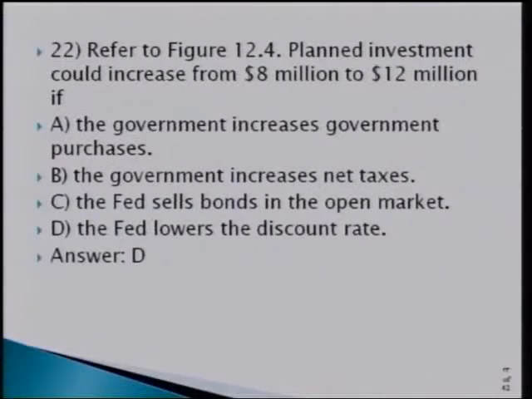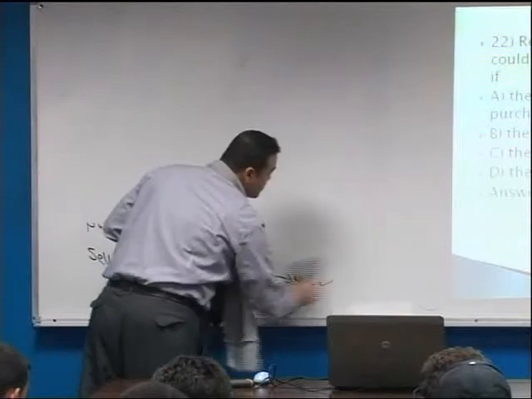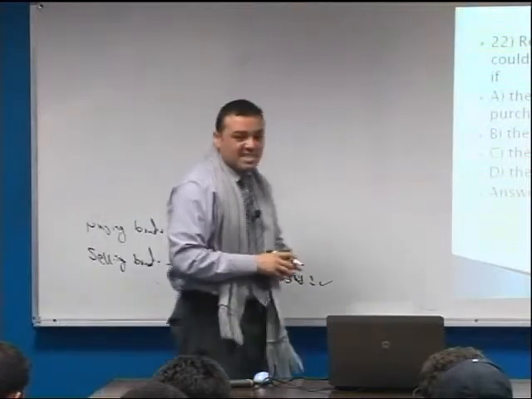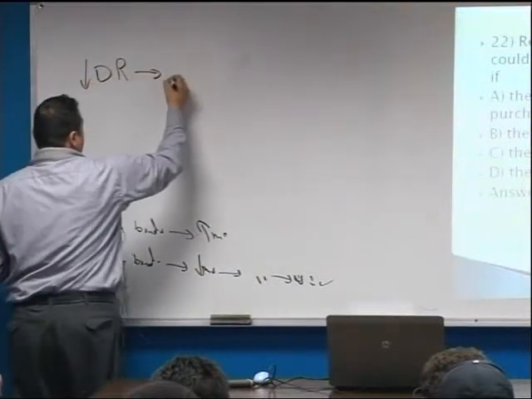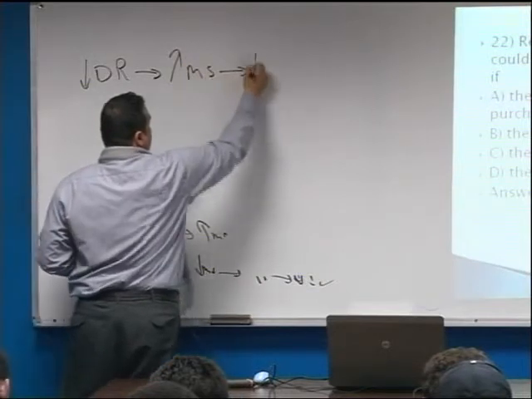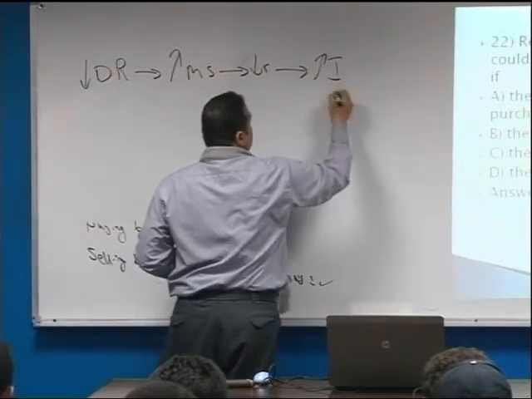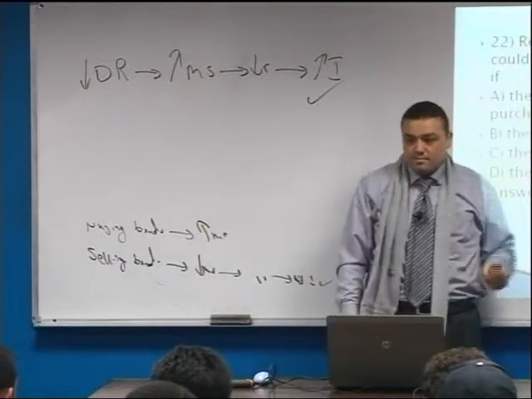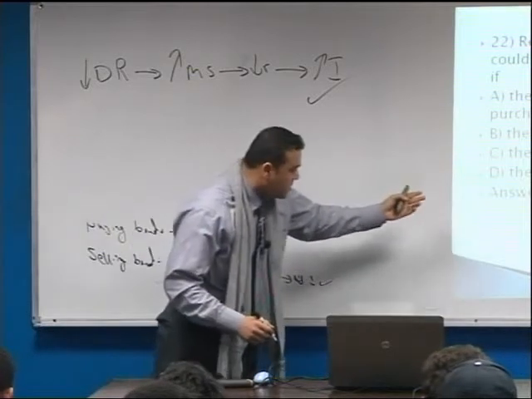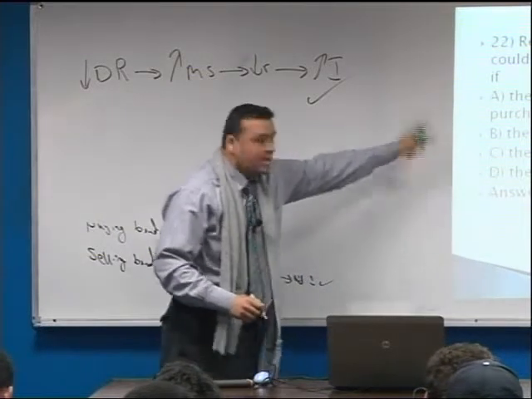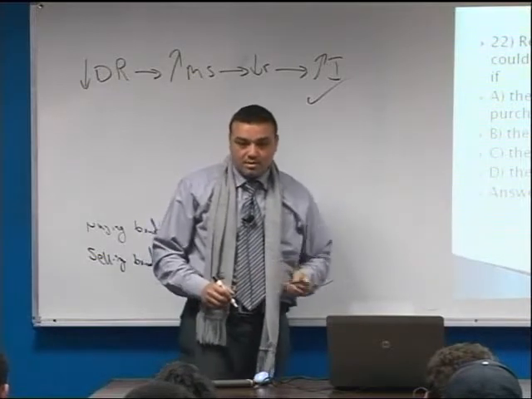Now we have an increase in the planned investment from 8 to 12 million dollars. Try the answers they gave us and see if they are correct or not. The Fed lowers the discount rate. So suppose there is a decrease in the discount rate. This leads to increasing money supply, decrease R, increase I. So it should be correct. What if we tried something else for the first case or the second case? Okay, you'll find it doesn't match.